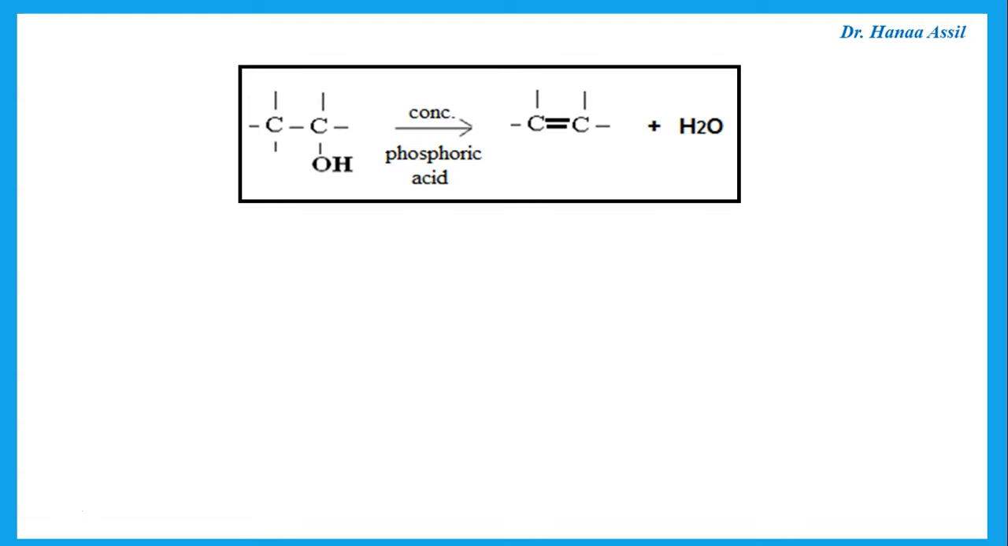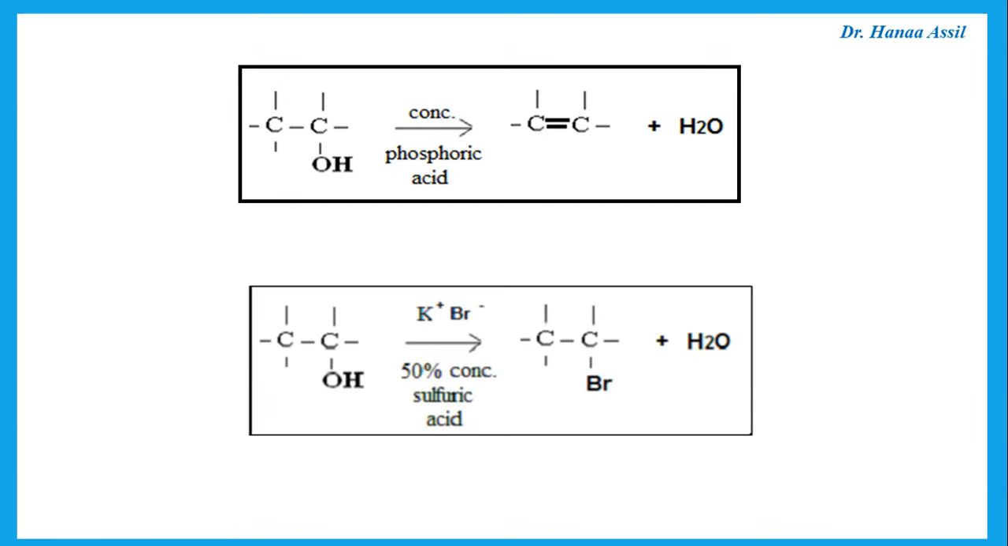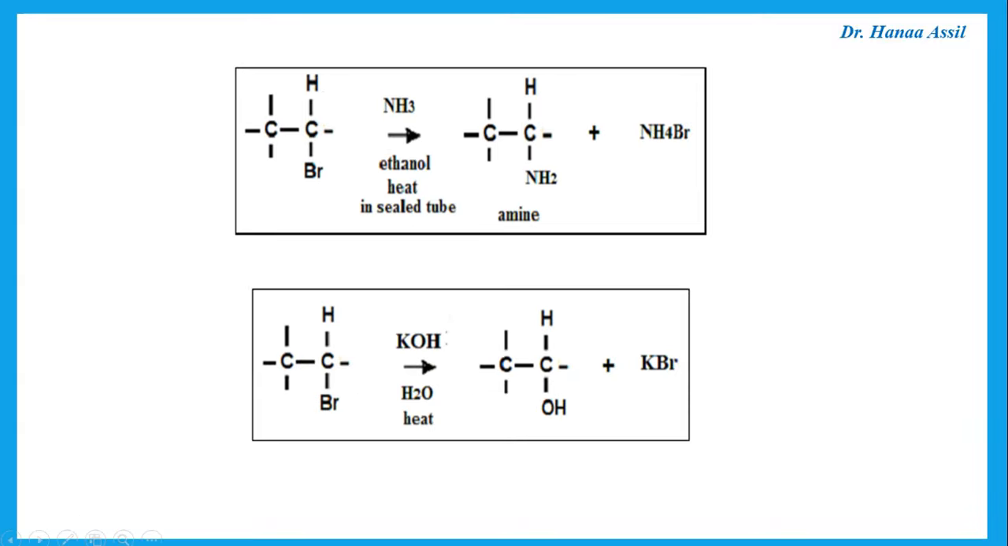Formation of an alkene from an alcohol, we heat with concentrated phosphoric acid or concentrated sulfuric acid actually. If we want to replace the OH of the alcohol with a Br, we react with KBr in concentrated sulfuric. Please revise all of these reactions. All of these will be needed when we do organic synthesis questions.